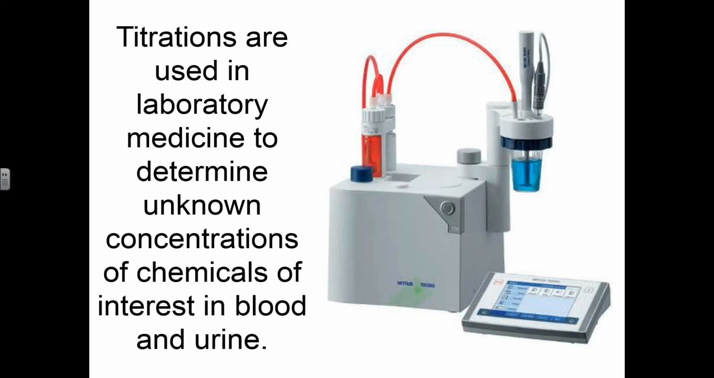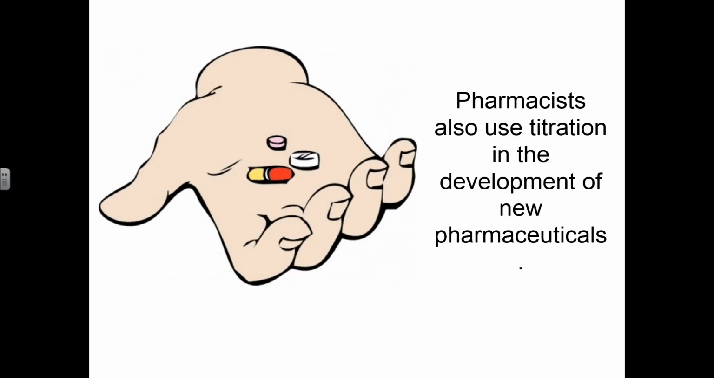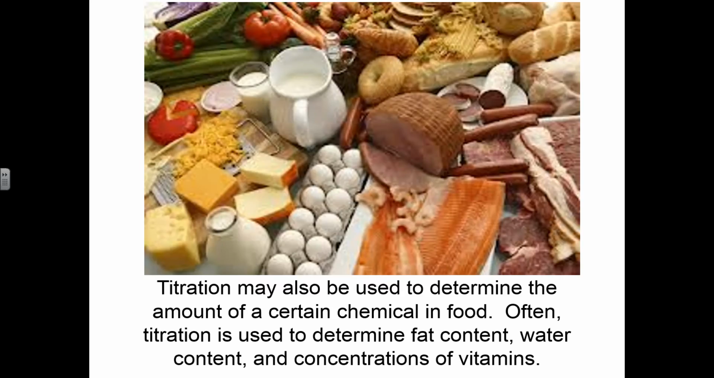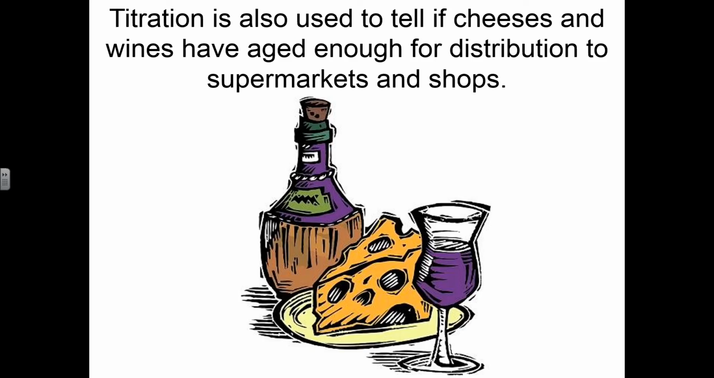Titrations in the real world. If you're thinking to yourself, what the heck, why do I need to know all of this? You should know that titrations are a very common procedure to figure out concentrations of things in urine and in blood. Pharmacists use titrations when they're developing new pharmaceutical drugs. Titrations can also be used to determine how much of a chemical is in food, like the fat content, the water content, the concentration of different vitamins. Titrations are also used to tell if cheeses and wines have aged enough.